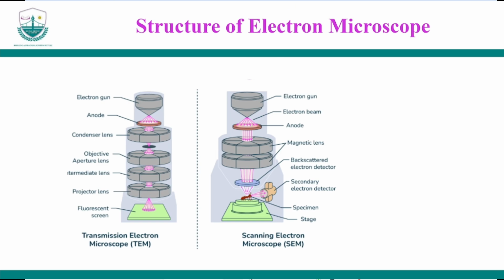Here we can see the structural layout of two types of electron microscopes. Transmission electron microscope, TEM: electrons pass through the specimen. Scanning electron microscope, SEM: electrons scan the surface of the specimen. Both types use electron beams, electromagnetic lenses, and vacuum systems, but produce different kinds of images, which we'll discuss soon.